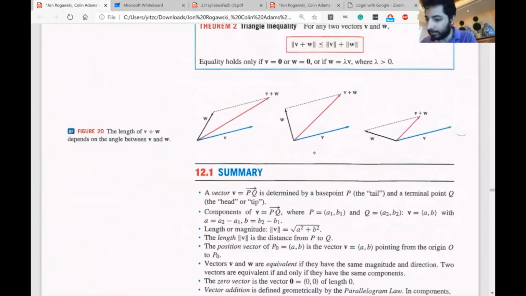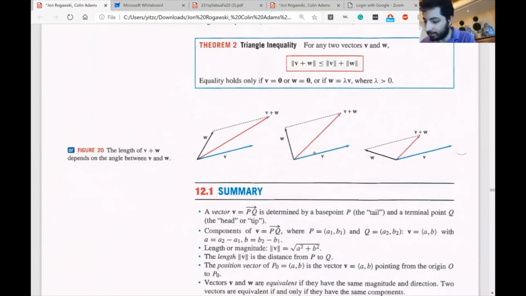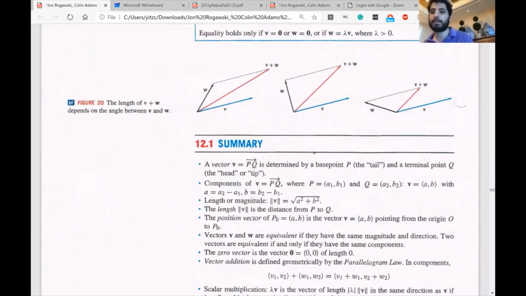So I think I'm going to start from this next class and continue to the summary and continue from there. So this is not going to be very long. Yeah, then next time we'll continue from the triangle inequality. Okay.